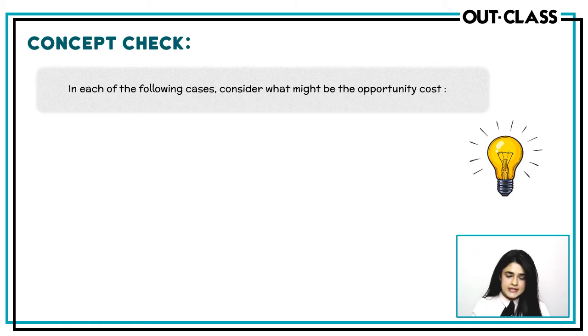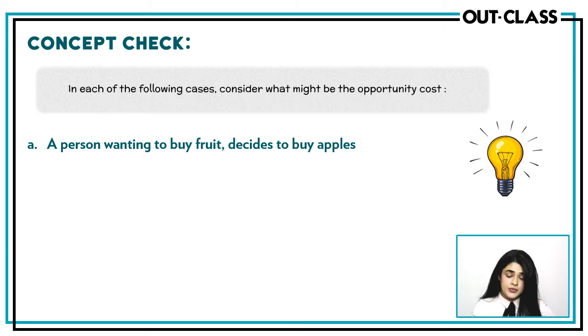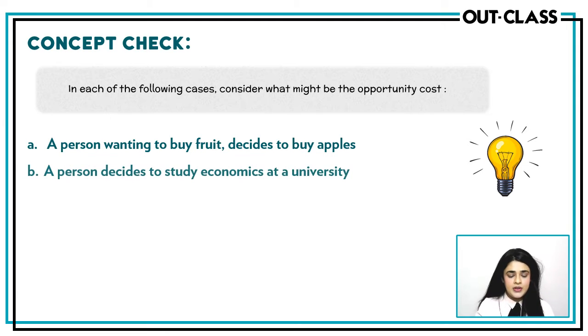In each of the following cases, consider what might be the opportunity cost. A person wanting to buy fruit decides to buy apples. So since he's bought apples and maybe he has not bought bananas or pears or any other fruit, that would be his opportunity cost. A person decides to study economics at a university. What do you think the opportunity cost would be in this case? If your answer is something along the lines of maybe he could study medicine, he could study psychology, or maybe he could even use that money for some other purpose, then your answer is correct.